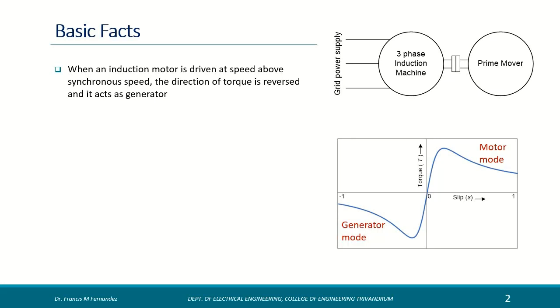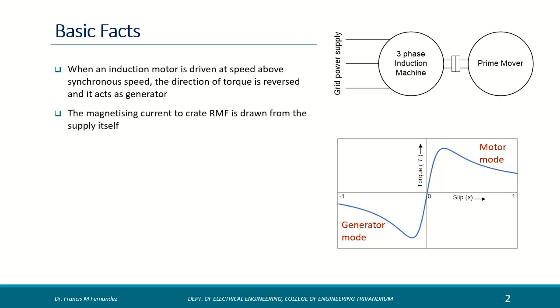As seen in the torque slip characteristics, when the speed is more than the synchronous speed, that is, the slip is negative, the torque will also be negative, and that is a condition for the machine to work as a generator. In the generating mode also, the machine will follow the torque slip characteristics similar to the motor mode.